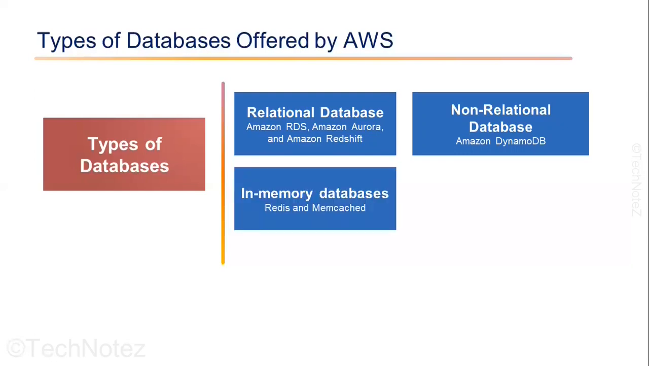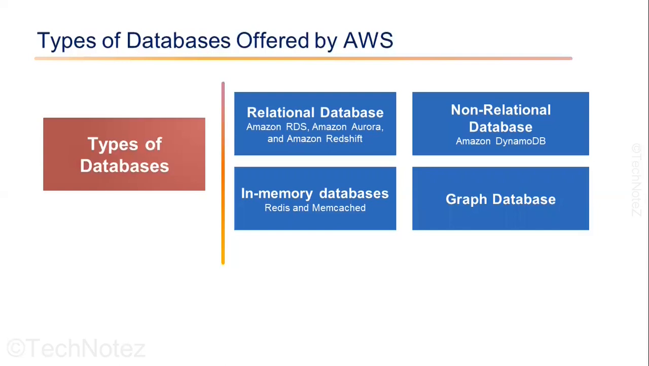In-memory databases. In-memory databases are databases that store data in RAM instead of on a disk, resulting in much faster data retrieval times. AWS offers Amazon ElastiCache, an in-memory caching service that supports the popular open source caching engines such as Redis and Memcached. Graph databases. Graph databases are designed to store and manage the relationships between data points, making them ideal for use cases such as social networks, recommendation engines, and fraud detection. AWS offers Amazon Neptune, a fully managed graph database service that enables users to build and run highly scalable graph applications.